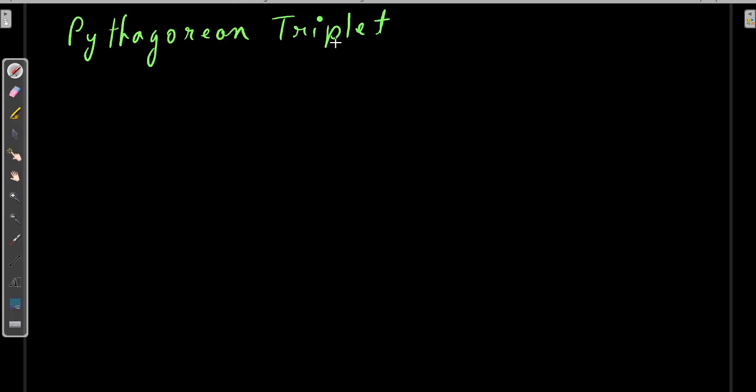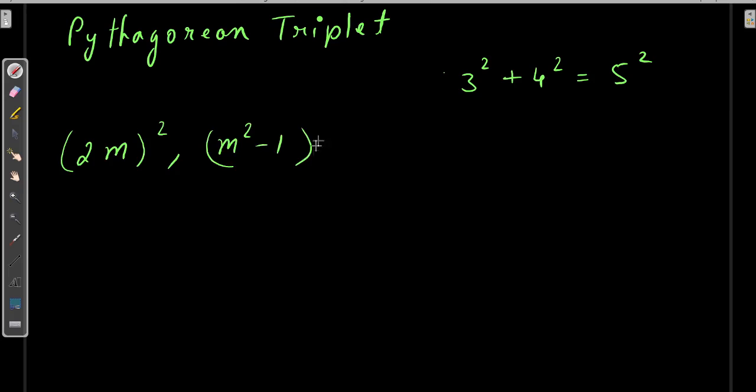Now come to another property, that is the Pythagorean triplet. Pythagorean triplet means those numbers which satisfy the Pythagoras theorem. Suppose 3 square plus 4 square is equal to 5 square. It satisfies the Pythagoras theorem. To find the Pythagorean triplet there is a formula: 2m, m square minus 1, and m square plus 1. So these are the three numbers from which we can find the Pythagorean triplet.